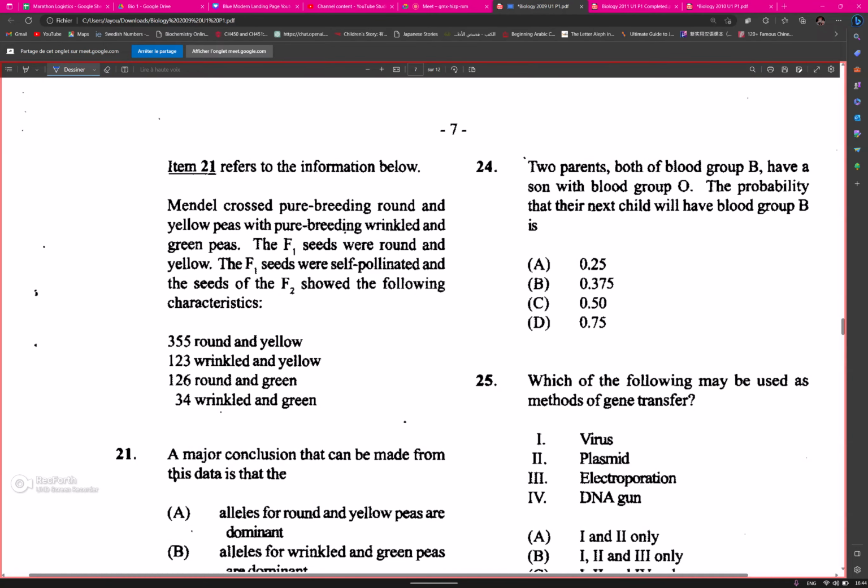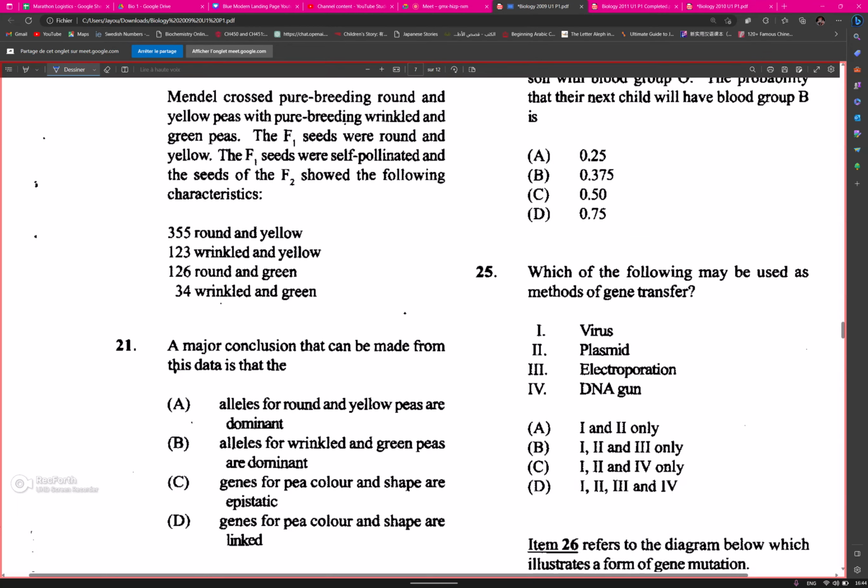Alright. Here we have this question again. Oh, this didn't repeat. Alright, so Mendel crossed pure breeding round and yellow peas with pure breeding wrinkled and green peas. The first generation were round and yellow. The first generation seeds were self-pollinated, and the seeds of the second generation showed the following characteristics. The major conclusion that can be made from this data is that... what's happening with this information? Are they completely dominant? Yeah, I would say so.